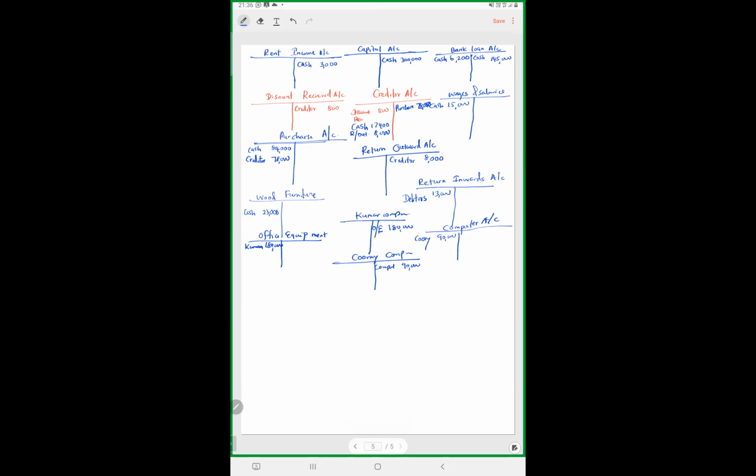By referring to these ledger accounts, we can prepare the trial balance for the Janaka company. Janaka company trial balance. The format of trial balance is like this. We have debit and also we have credit balance.